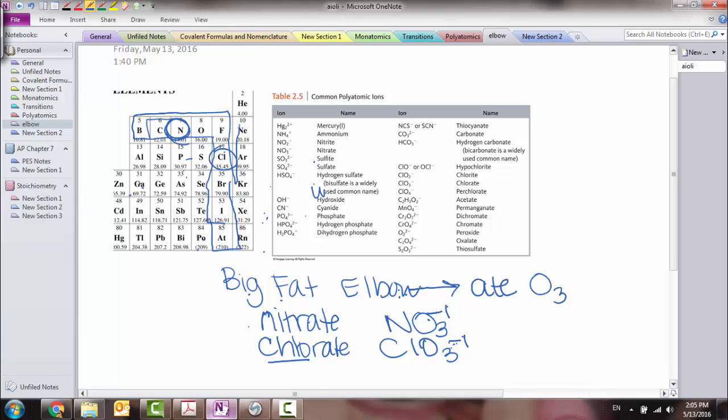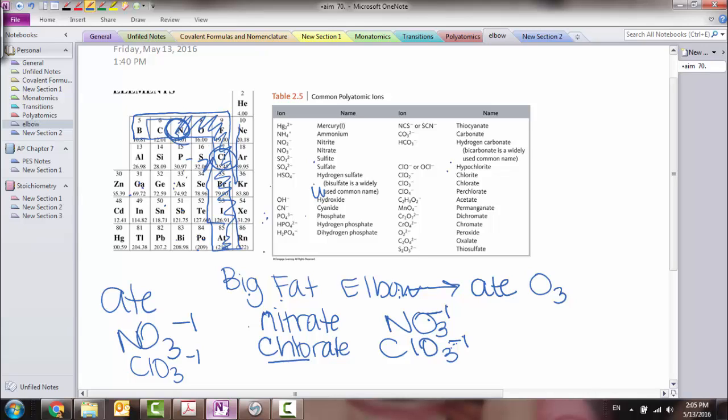So you can notice some patterns. From nitrogen on in the elbow, if it ends in ate, it's going to have a -1 charge. So I'm going to try to shade that here. All of those ates have 3 oxygens and a -1 charge. So nitrate, chlorate, bromate, iodate, any of those. Now, the reason why it's important to know that is because some of the ates do not have that. Some of them have 4 oxygens.